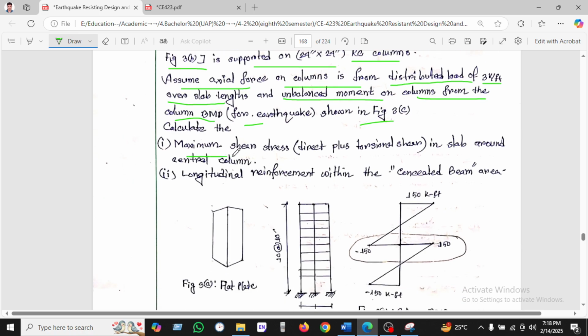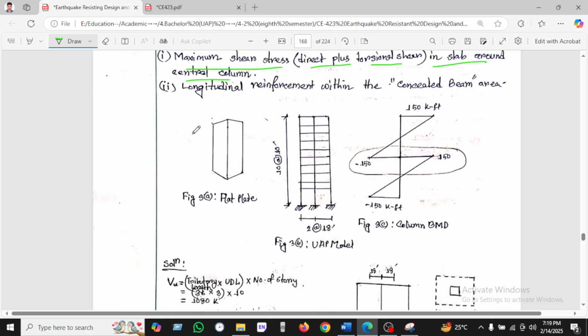We have to calculate the maximum shear and direct plus torsional shear in the slab around the central area. And second, we have to calculate the longitudinal reinforcement within the concealed beam. So these are the given values in the model. Here the column BMD is 150, 150 kip-ft.